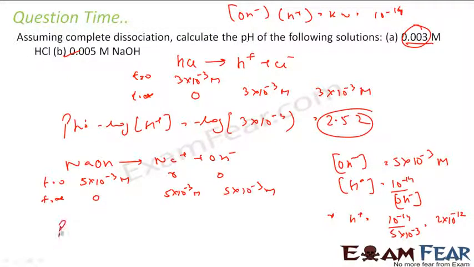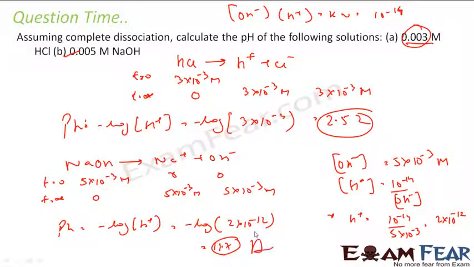So pH will be what? Minus log of H plus concentration. So what is H plus here? Minus log of 2 into 10 to the power minus 12. You solve it, you get 11.00. And that is the answer. So in this case, when you dissociate acid, you directly get the concentration of H plus, but in case of base, you get the concentration of OH minus first, and then you have to find the concentration of H plus, because to find pH, you want the concentration of H plus.